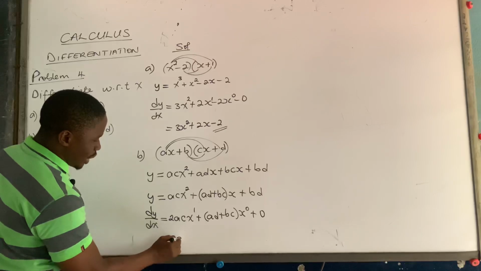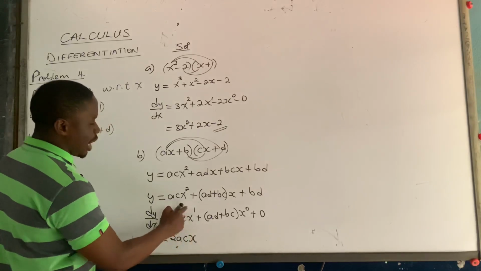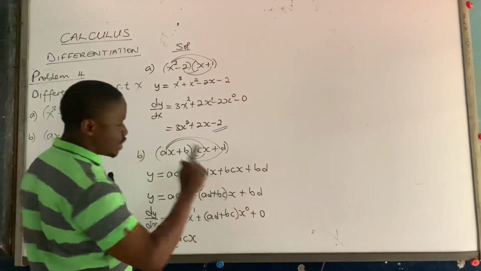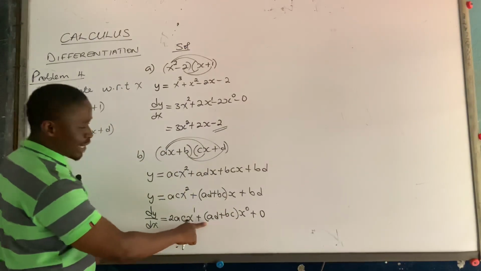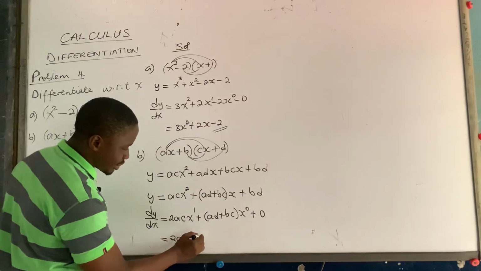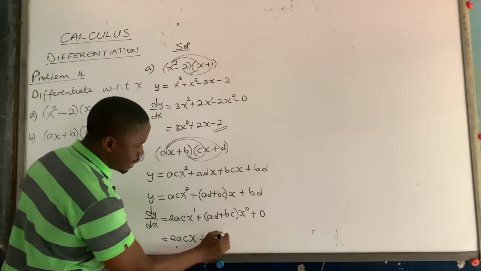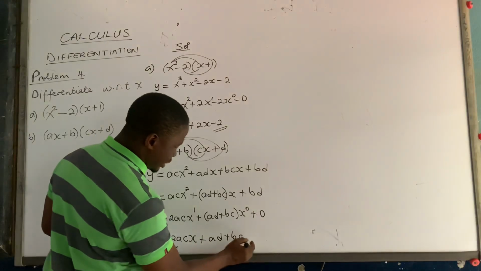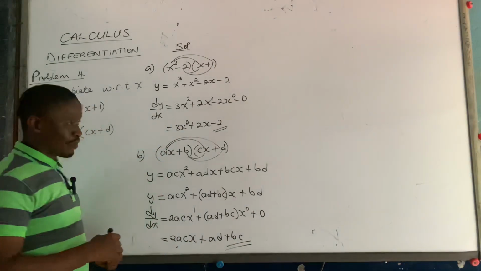So 2acx with a power of 1, we ignore it. x to the power of 0 is 1. 1 times the bracket is just the bracket. AD plus BC. Plus 0, we ignore that. So this is what we have.